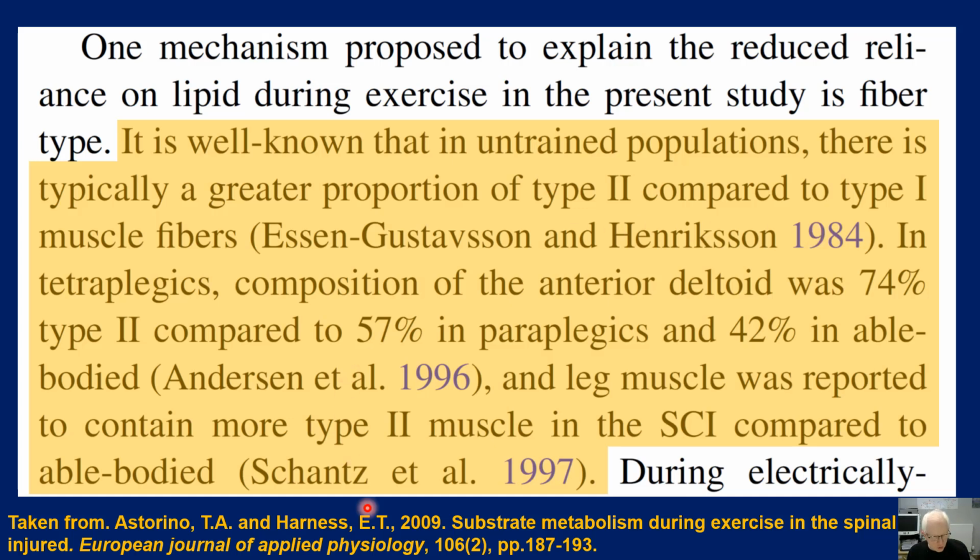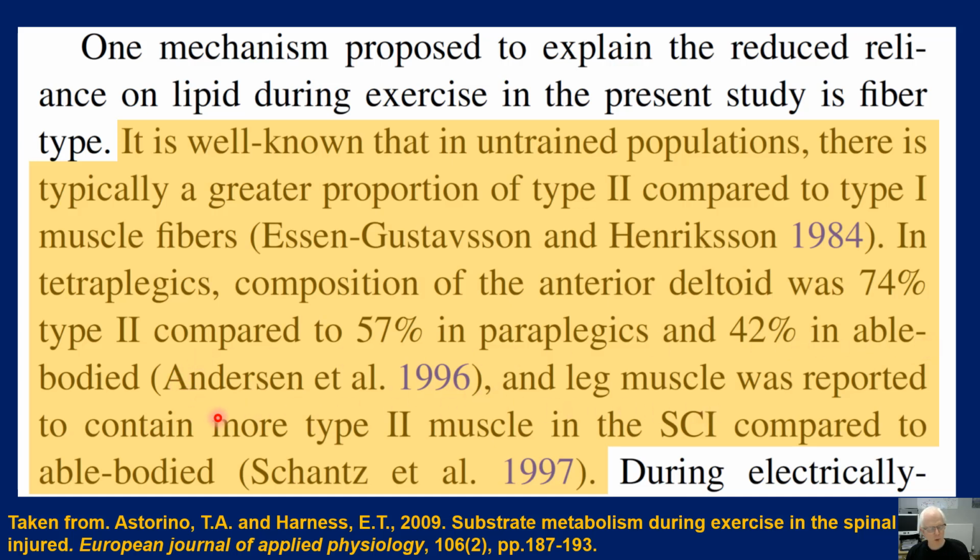And if we go back to Todd's work, he writes this, which is really important. It is well known that in untrained populations, there is typically a greater proportion of type 2 compared to type 1 muscle fibres. In tetraplegics, remember that's very high on the spinal cord, the composition of the anterior deltoid muscle was 74% type 2 compared to 57% in paraplegics and 42% in able-bodied.